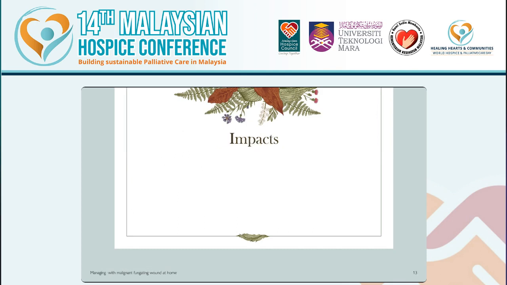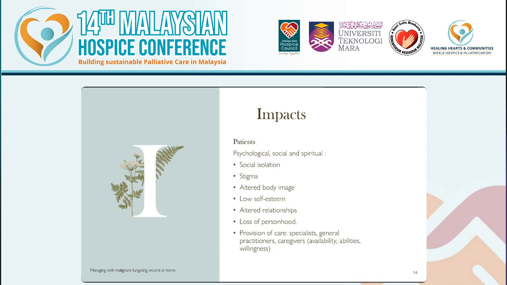After we do the assessment, we also need to understand what the impact of this malignant fungating wound is on the patients and also the caregiver. We start with the patient first. Patient will be affected psychologically, socially, and also spiritually. Often, patient has social isolation because of the altered body image.